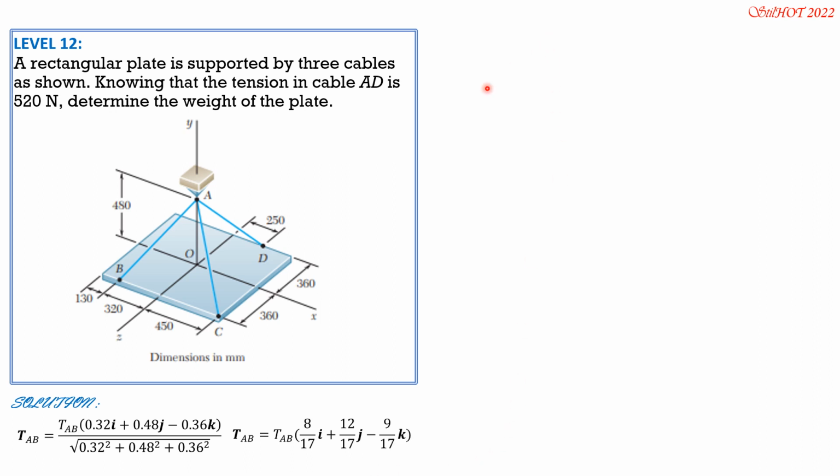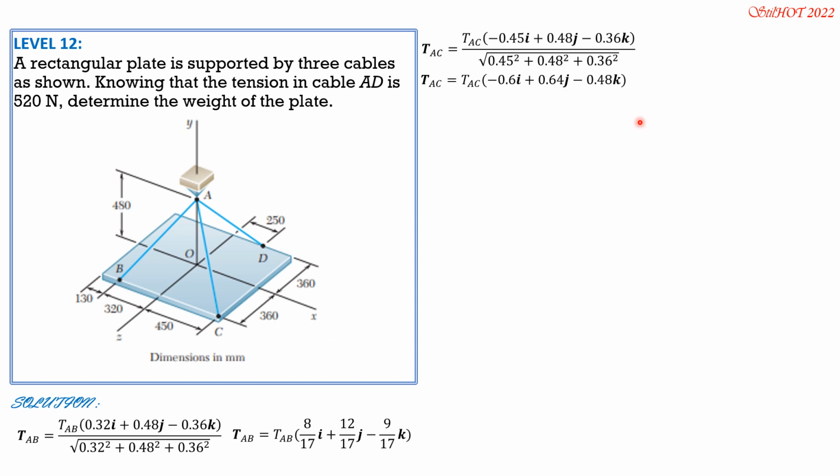Next, tension AC or tension CA in that direction. So it is leftward, upward 0.48, and backward 0.36. So it is magnitude of tension AC, quantity negative 0.45i plus 0.48j minus 0.36k over square root of 0.45 squared plus 0.48 squared plus 0.36 squared. Simplifying, it is magnitude of tension AC quantity negative 0.6i plus 0.64j minus 0.48k.